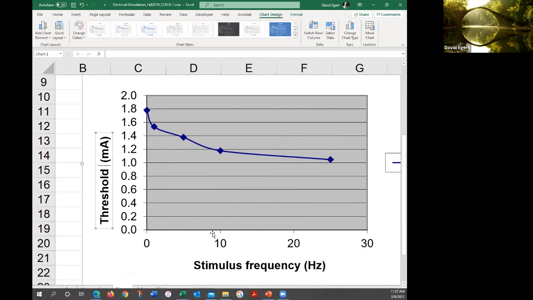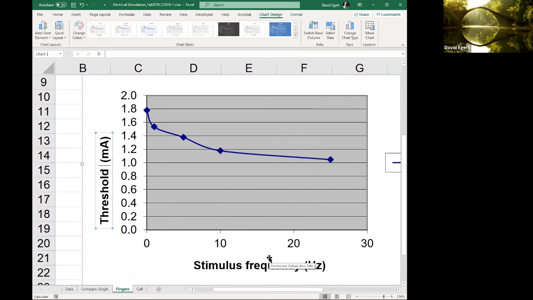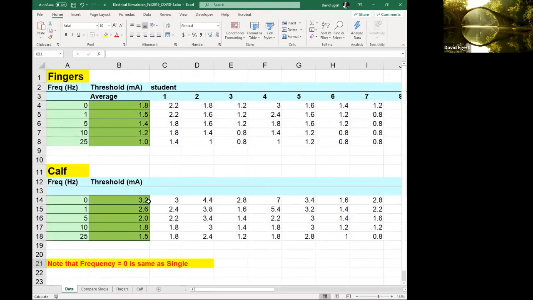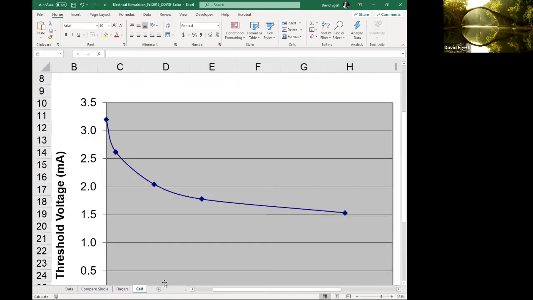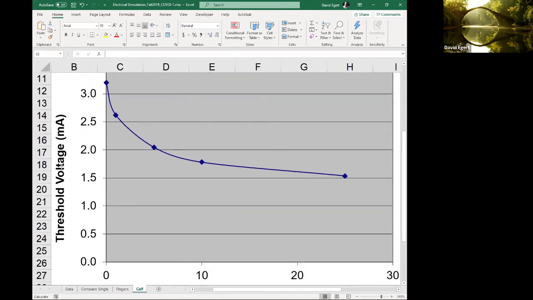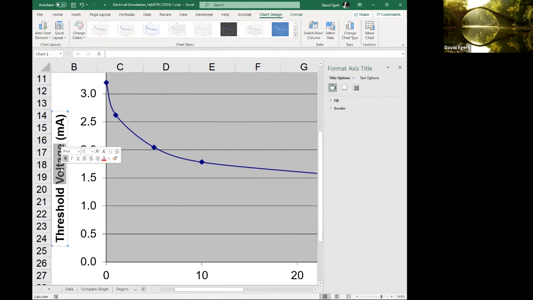So here, this actually does look pretty good, right? Here we're seeing in general, as the frequency went up, thresholds coming down. And we did not show the video of it, but the calf is the same thing. For the calf, you do the same procedure, except the little electrode is on the back of your calf. And again, this should say threshold, this shouldn't say voltage.